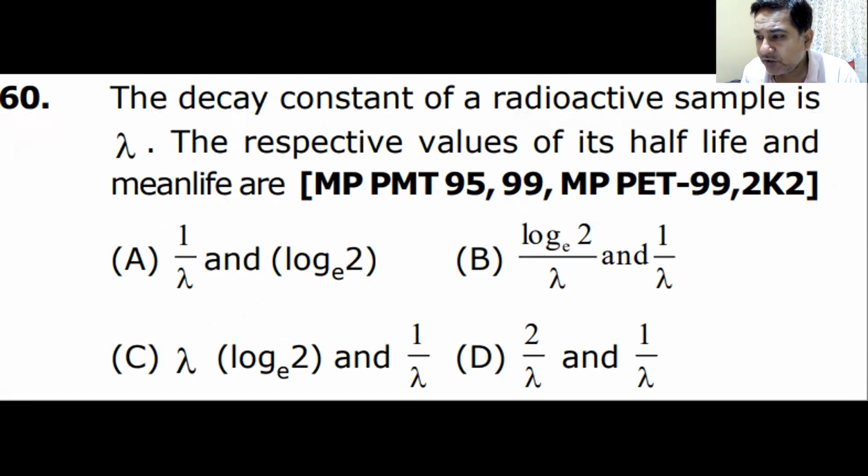The decay constant of a radioactive sample is lambda. The respective values of its half-life and mean life are... First is half-life, second is mean life. Answer B. Well done. Do you understand? Straightforward questions. You cannot take much time on that, because if you take much time on that, you will be losing a lot on the other questions, which we cannot afford.